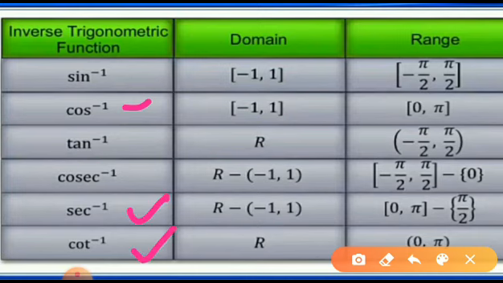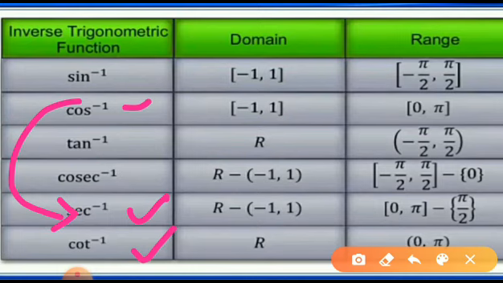Now our second group is cos inverse, sec inverse and cot inverse. What is the range of cos inverse? The range of cos inverse is the closed interval 0 to pi. Then what was the reciprocal of cos? The reciprocal of cos was sec. So for sec, its range will be the closed interval 0 to pi minus pi by 2. Why minus pi by 2? Since sec is 1 by cos and sec is not defined at pi by 2.